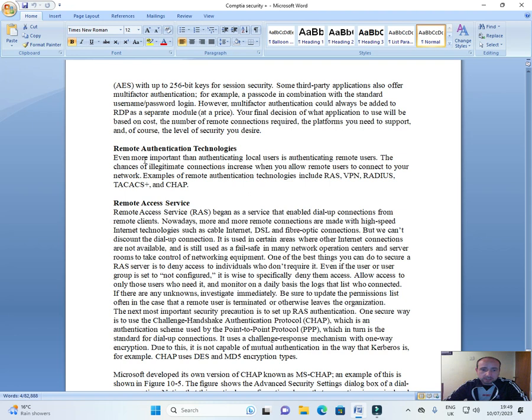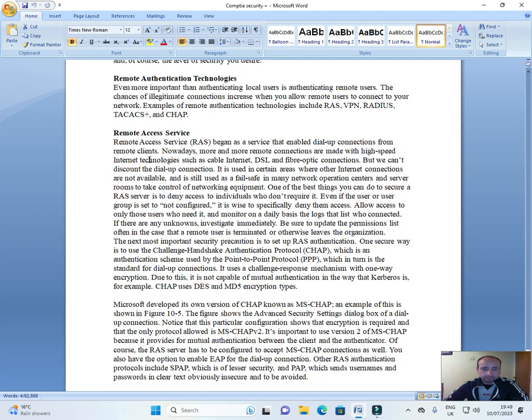Remote authentication technologies. Even more important than authenticating local users is authenticating remote users. The chances of illegitimate connections increase when you allow remote users to connect to your network. Examples of remote authentication technologies include RAS, VPN, RADIUS, TACACS+, and CHAP.